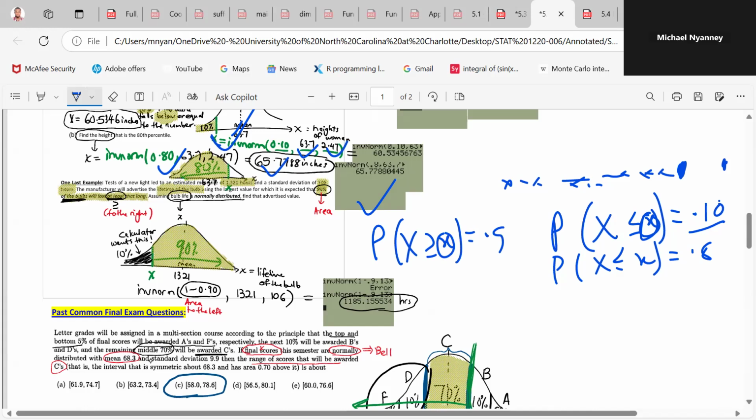Since this area is to the right, we want to convert it back to the left. So subtract this from 1. So it's 1 minus 0.9. Use this area in the calculator, then use the mean and standard deviation. You are going to get back your x. So that is what we did.